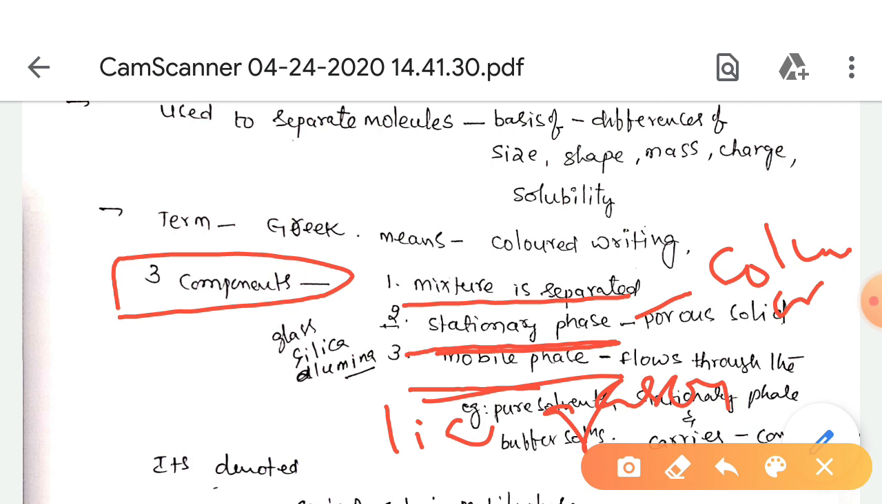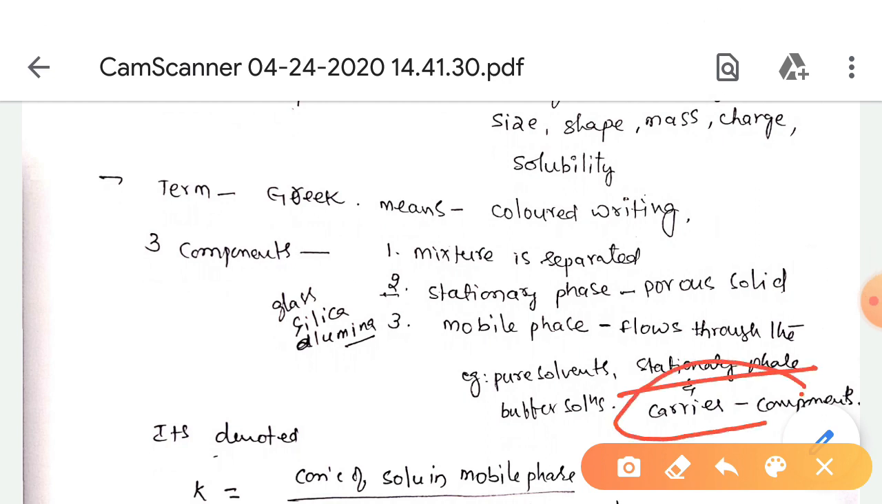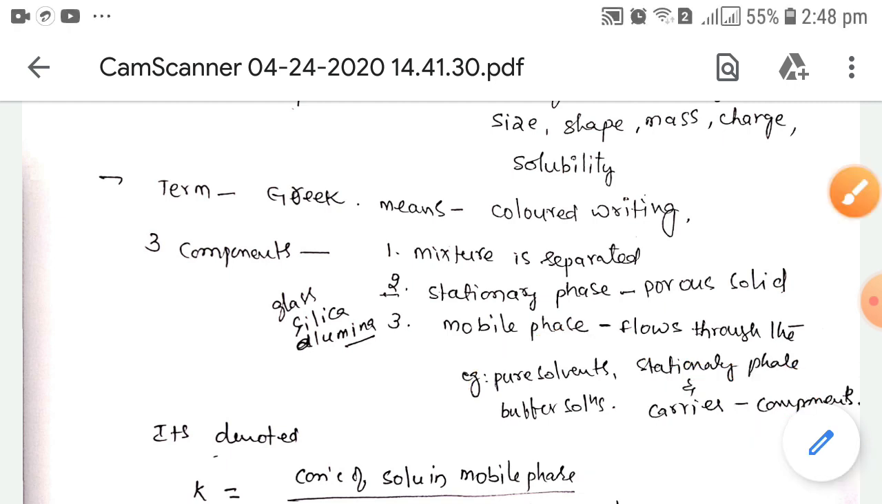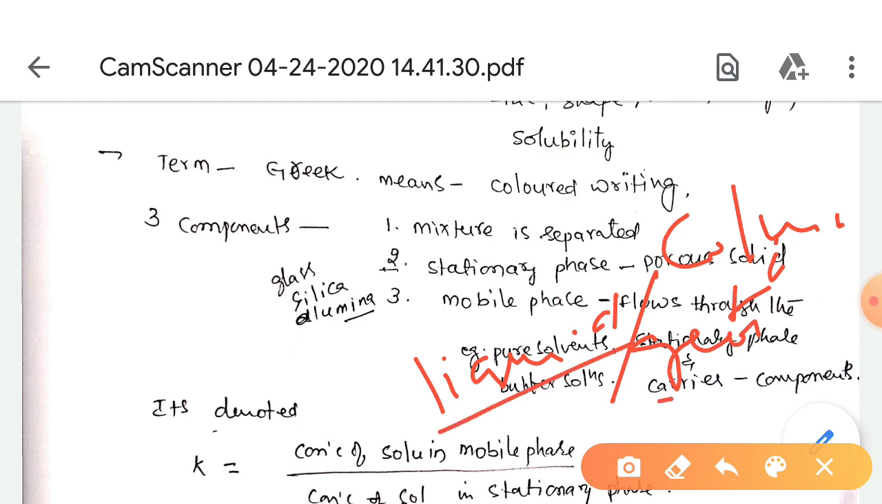A porous solid such as glass, silica, and alumina can be a stationary phase. The mobile phase flows through the stationary phase and carries the components along with it. Pure solvents and buffer solutions are examples of the mobile phase. The stationary phase is a column or film, and the mobile phase is present in the liquid or gaseous state.